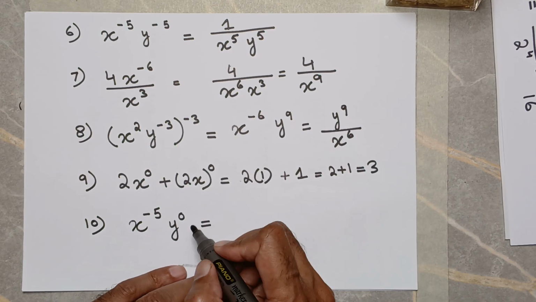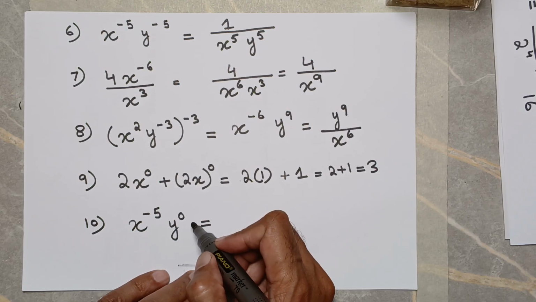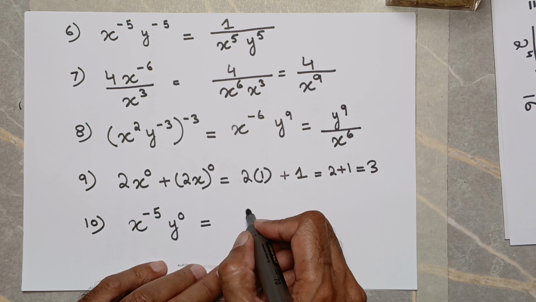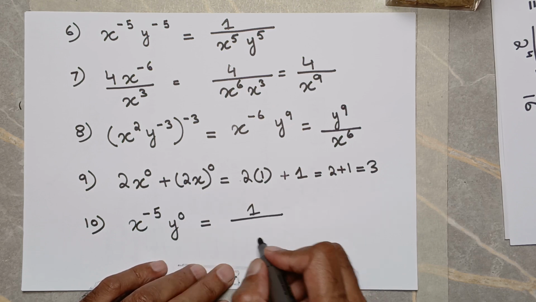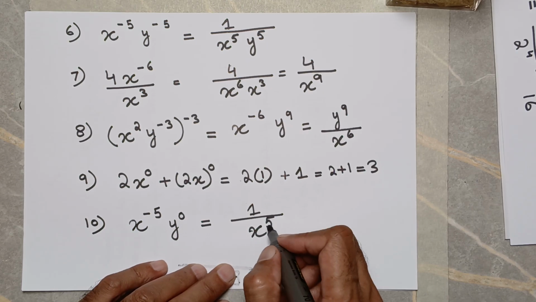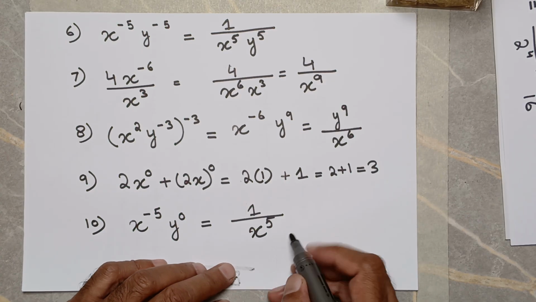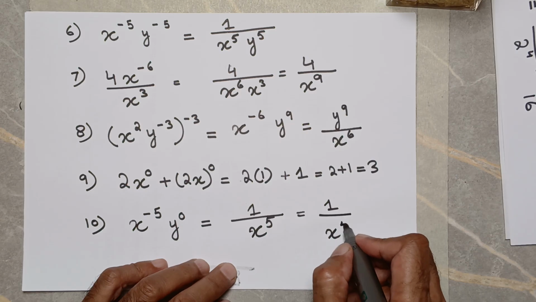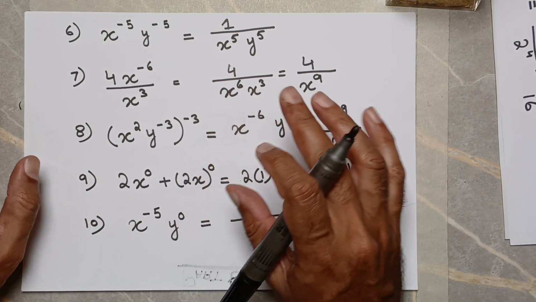Now the last question of this exercise is x raised to the power minus 5, y raised to the power 0. y raised to the power 0 means obviously 1, and x raised to the power minus 5 will become x raised to the power 5 when going towards the denominator. This is your answer. Let me write it again for you. 1 over x raised to the power 5. This is our answer. This is our last question of the part 8 oblique 1.